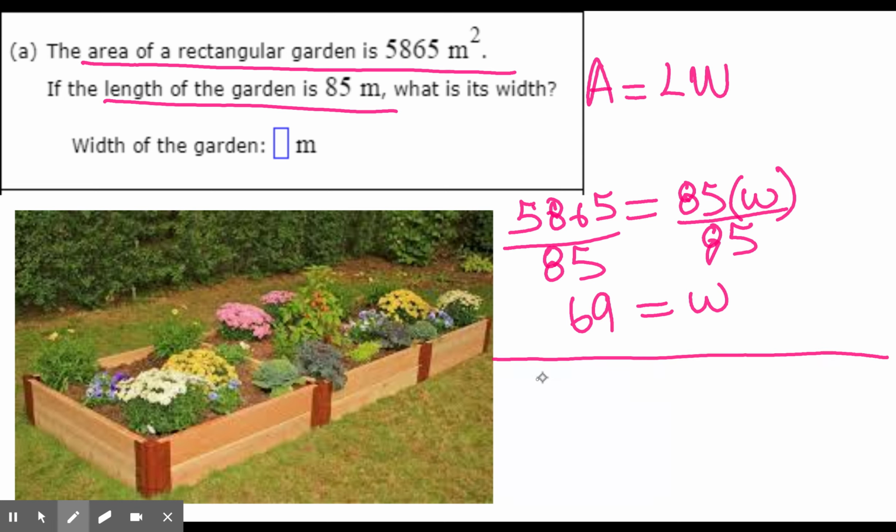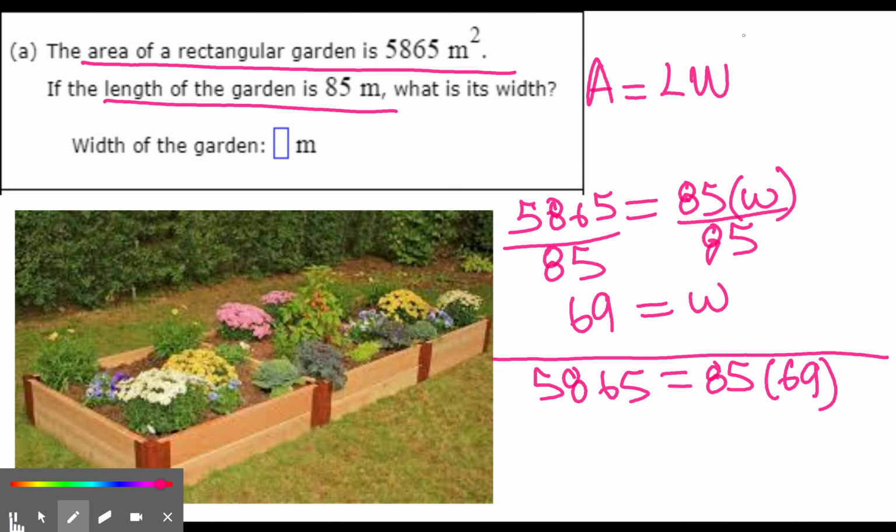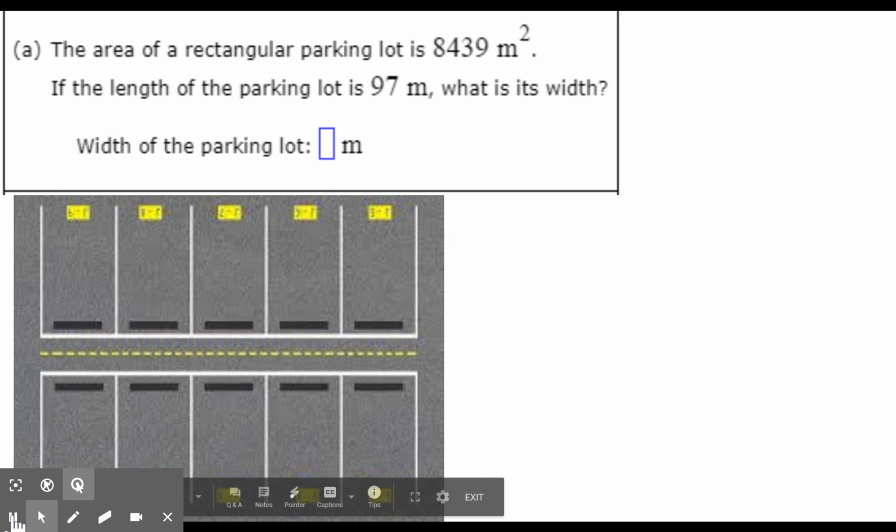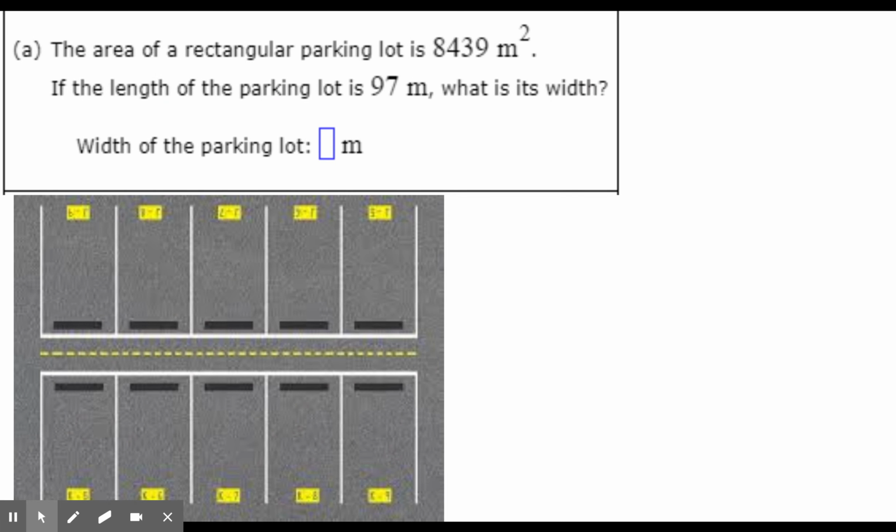So is 5,865 equal to 85 times 69? Check my work and tell me if you agree or disagree. Okay, next problem. The area of a rectangular parking lot is 8,439 meters squared. If the length of the parking lot is 97 meters, what is its width?